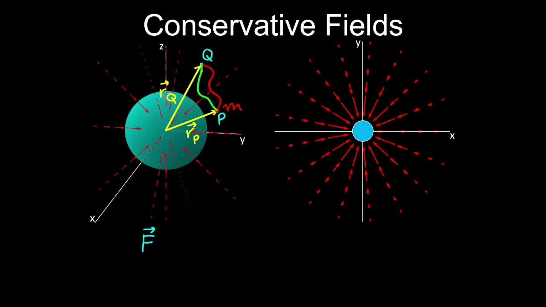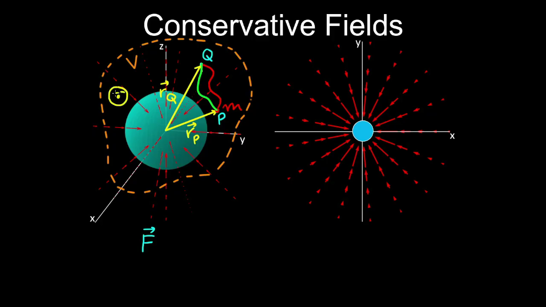So if we have a vector field defined in an open region in space, we'll call this a region V. Recall, by an open region, we mean that every point in the region is the center of an open ball that lies entirely in the region.